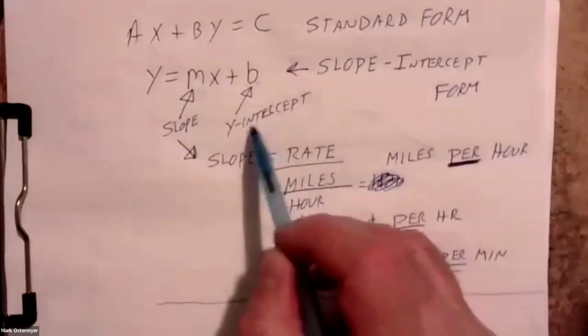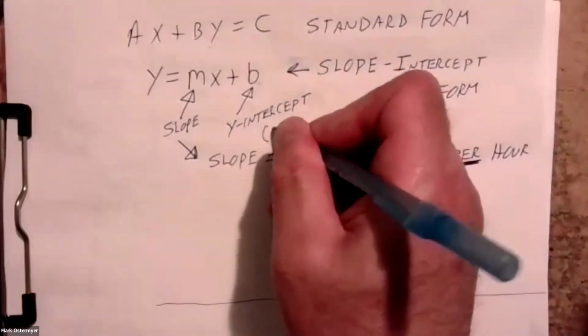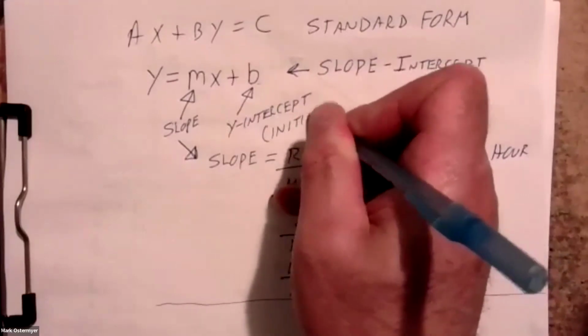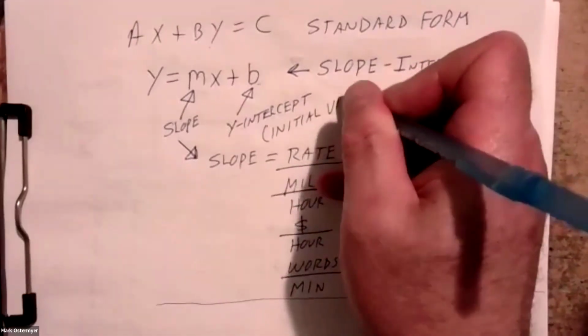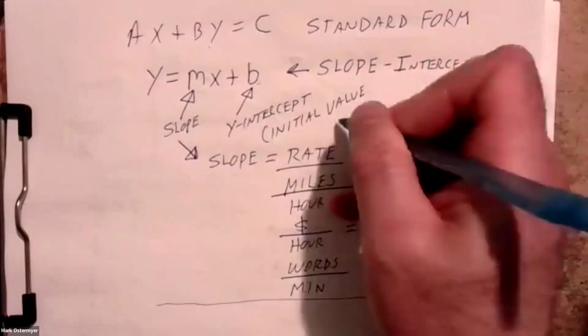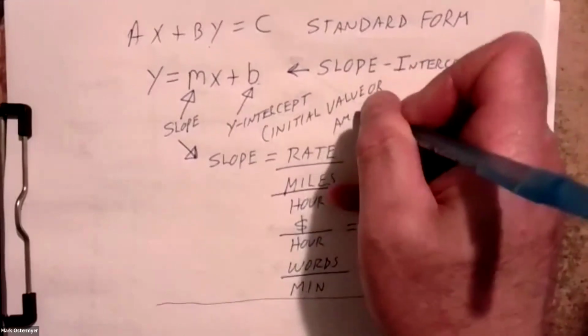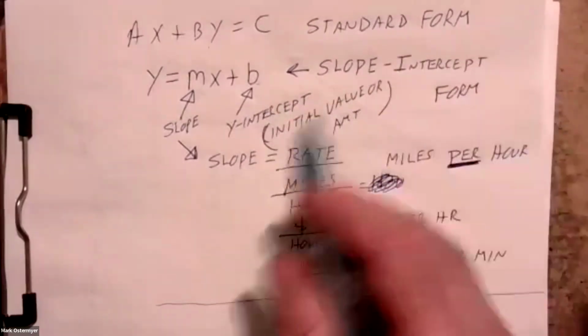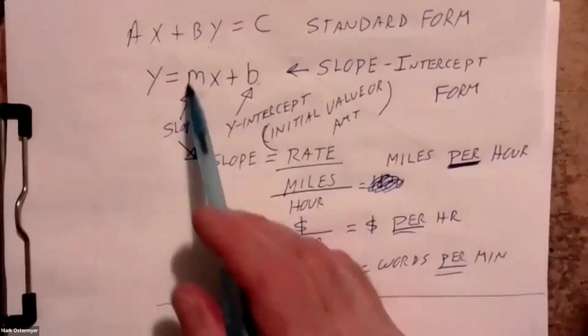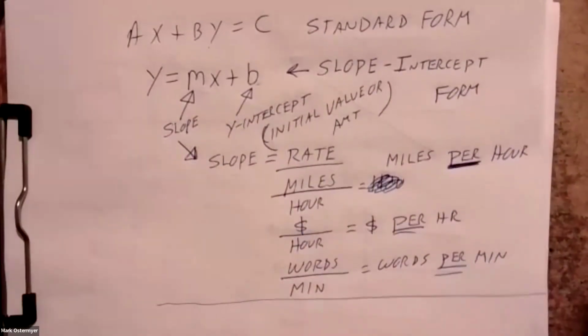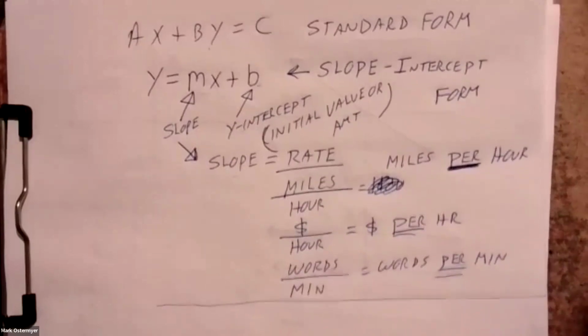Slope is a rate. You know what the y-intercept is? Usually the y-intercept is like the initial amount of something, or the initial value, or a starting value of something. Slope is the rate, all right? Slope is a rate of change.